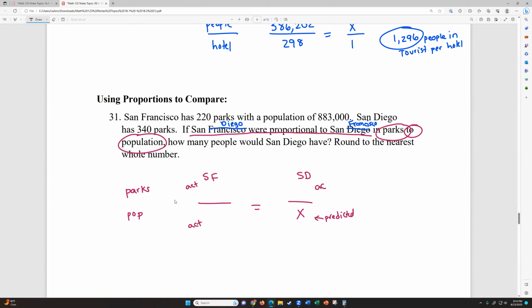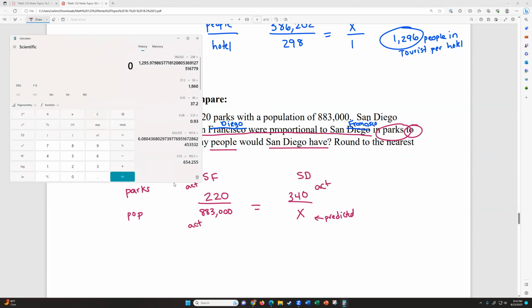We also actually know the number of parks in San Diego. So usually on the second fraction, the one you're relating to the other one, we know one piece and we're missing one, or we might know both pieces, but they've specifically asked for a predicted value of one of them. We want people in San Diego. So actual number of parks in San Francisco is 220, population 883,000. Actual number of parks in San Diego is 340. We want to know predicted, if this San Francisco ratio holds true for San Diego, what do we expect the population of San Diego to be? That doesn't mean it will actually be the population of San Diego. It's the predicted value based on this proportionality to San Francisco.